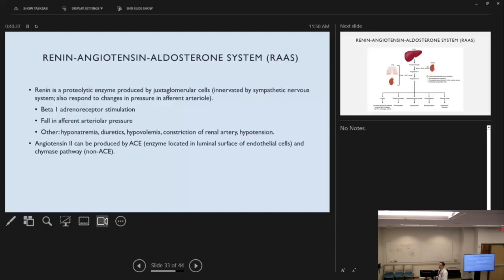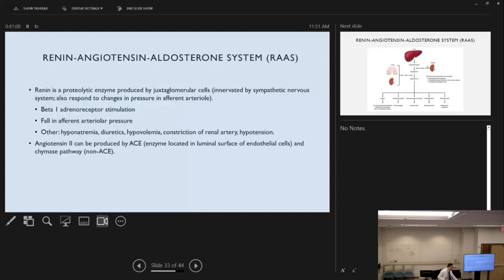Notice that there are beta-1 receptors. These are the ones that respond to norepinephrine and epinephrine. If there is any fall in the afferent arteriolar pressure, that's going to produce renin. Renin is going to activate all these systems: renin, angiotensin, aldosterone. And then you have other factors that may stimulate the system. For example, hyponatremia. Remember that the final hormone of this system is aldosterone.